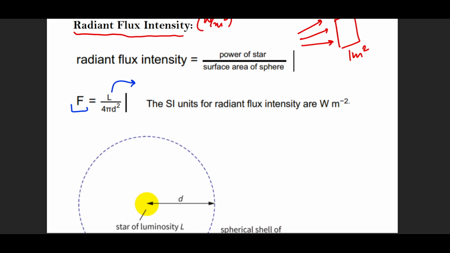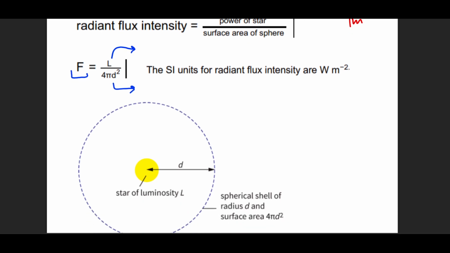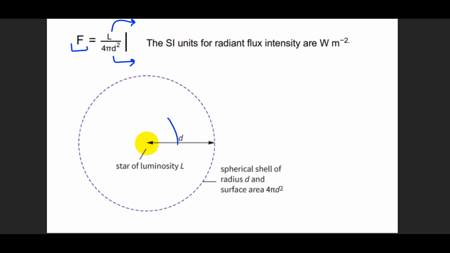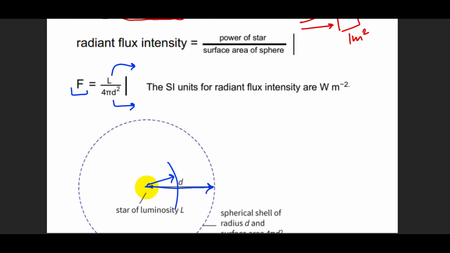Now, L is the luminosity, which is already known or will be given in the question, and D is basically the distance from the center of the star up to that point where you want to find this intensity. Of course, if you are closer to the star, your value of D will be smaller, and the intensity felt by you will be much higher than at a distance from that star. So this follows an inverse square law: F, the flux intensity, is inversely proportional to D squared, right? And of course, the unit is watts per meter squared.